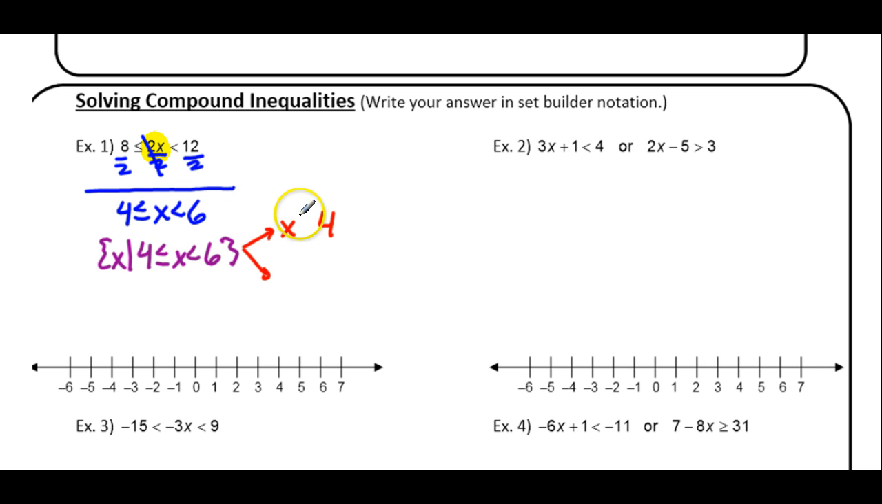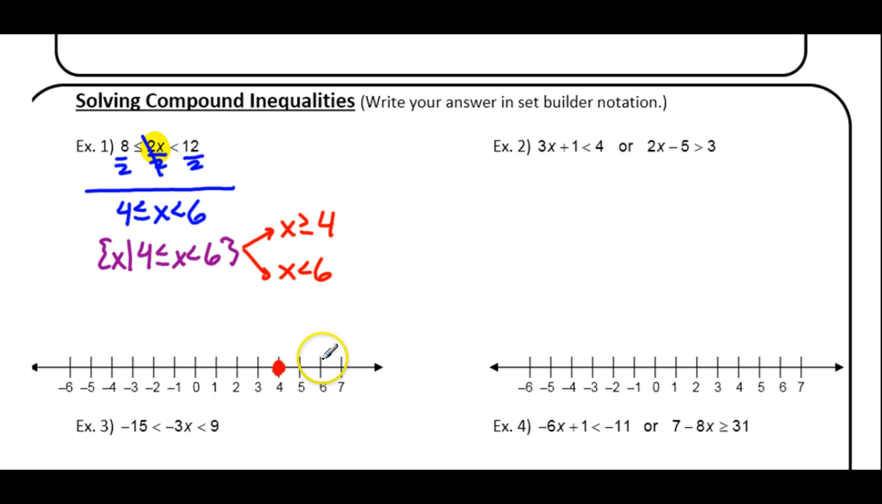The mouth is still eating the x. This side, the variable is already on the left. X is less than 6. This will make it easier to graph. So the first part, x is greater than or equal to 4. I'm going to go to 4. I'm going to put a closed circle because it's greater than and equal to.